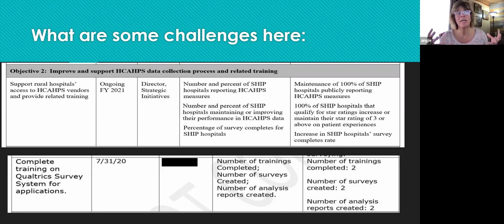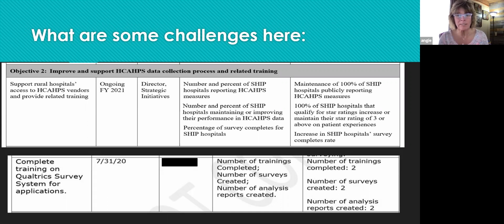So when we think about HCAHPS, we're thinking about where the data is coming from. Do I want a number? Do I want a percent? Do I want an average? What is meaningful to demonstrate the quality of care in our small rural hospitals for them to be providers of choice for their communities and demonstrate their outcomes? Because when we think about small rural health improvement, we want to have some improvement here.